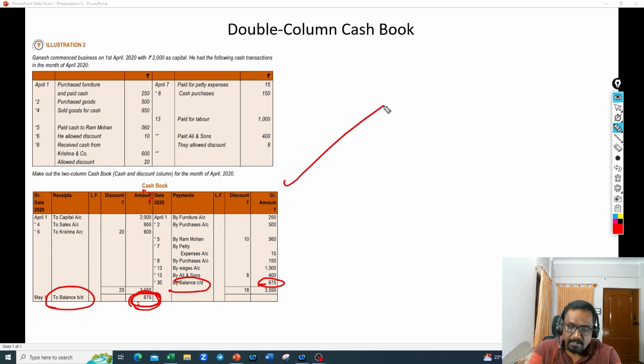This is the meaning and purpose of the double column cash book with the discount and cash columns. Bank and cash columns also come under the double column cash book, but that I will cover under the 3 columnar cash book, because anyway the 3 column cash book will have bank, discount and cash. That is the reason I am not explaining that separately.